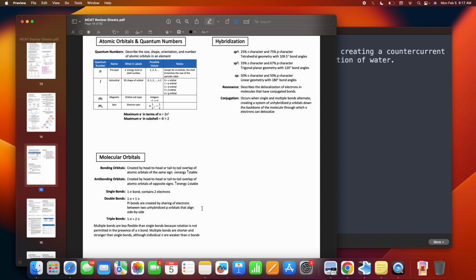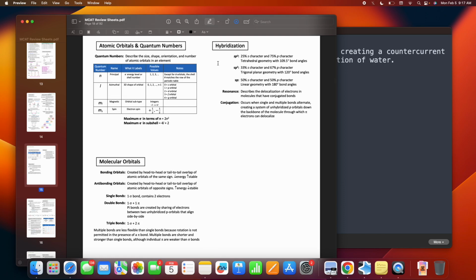Multiple bonds are less flexible than single bonds because rotation is not permitted in the presence of a pi bond. Multiple bonds are shorter and stronger than single bonds, although individual pi bonds are weaker than sigma bonds. Each pi bond, however, is just weaker than a sigma bond. But in general, in total, the multiple bonds are shorter and stronger.